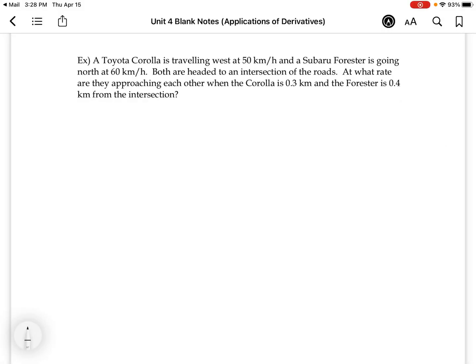Hi everyone, we're going to finish off related rates today with just going over a couple more problems. So here is the first one.